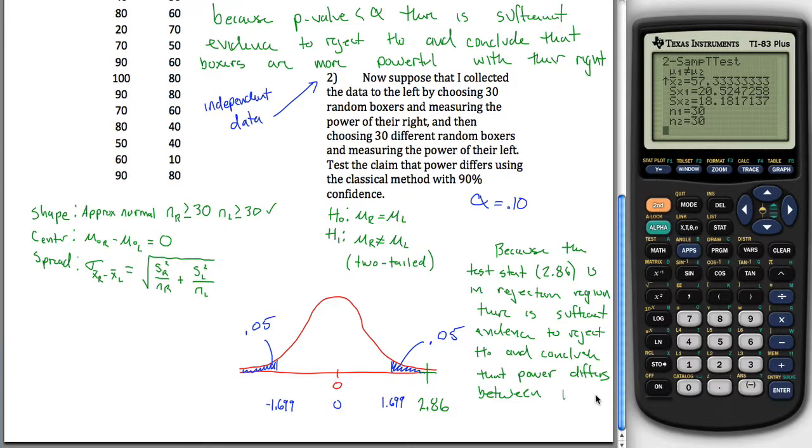So I'm not concluding that the rights are better than the lefts, even though that's kind of what the data indicated, because my claim was that it differs, and there's plenty of evidence to conclude that it differs. So that's my conclusion. There's my picture. That's the end of this example.